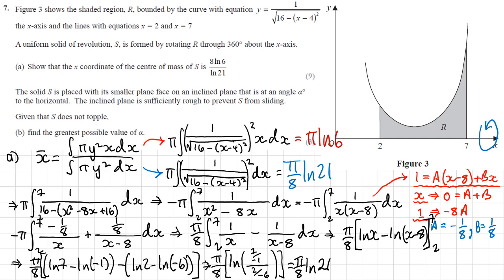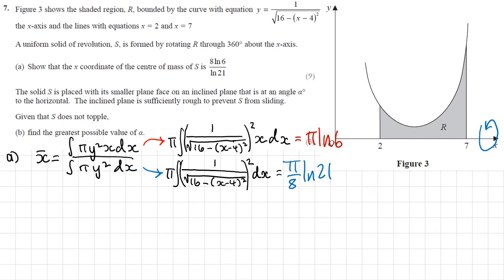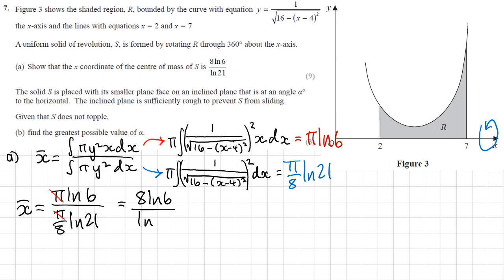So now I need to do the top one divided by the bottom one. So our centre of mass, x bar, is going to equal pi log 6 divided by pi over 8 log 21. Now the pi's will cancel out, and dividing by 1 over 8 is the same as timesing by 8. So I'll get 8 log 6 over log 21, as required.